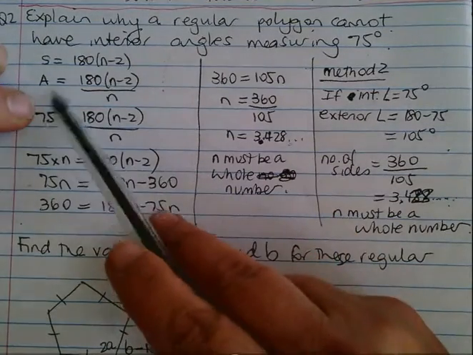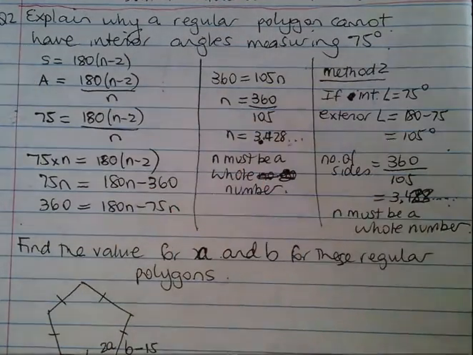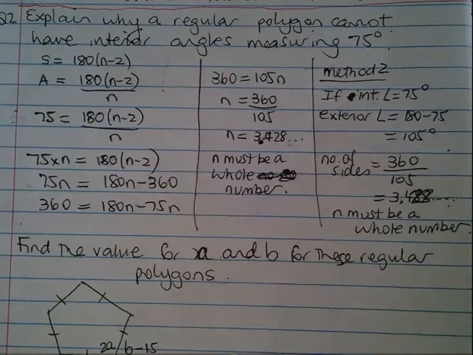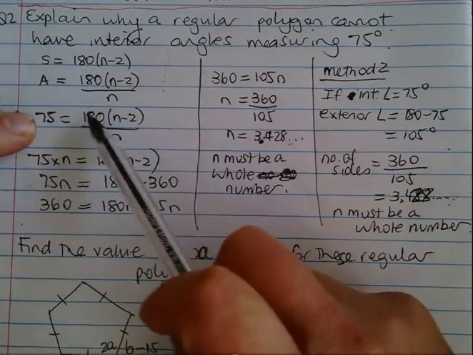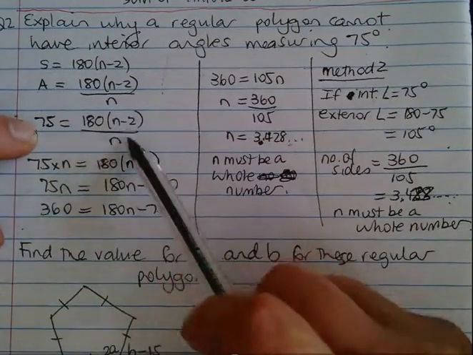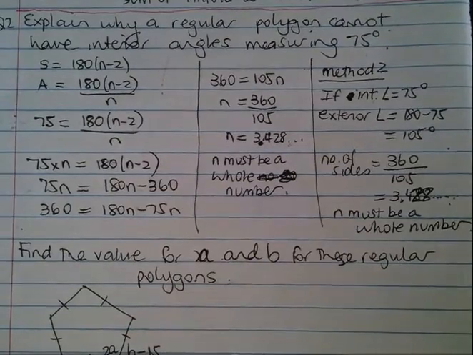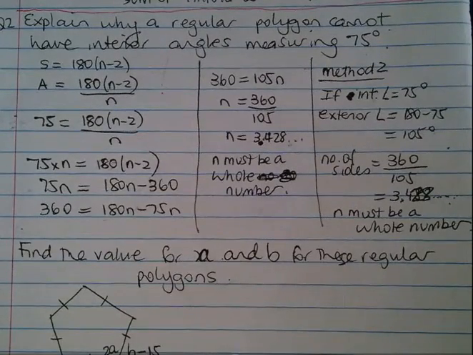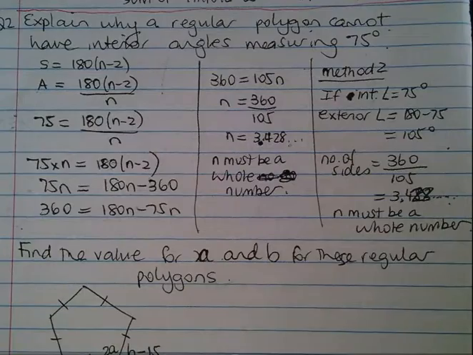So a lot of people might think to do this, and this is fine. Why can one interior angle not be 75 for a regular polygon? A regular polygon has all equal sides, all equal angles. So if I put 75 in here, and I know how to find one angle, it's 180(N minus 2) on N. You just put the 75 here and you solve for N. And if you get a whole number, then you can have a polygon with those interior angles. If you don't get a whole number, if you get a decimal, then there's no such polygon with 3.4 sides.